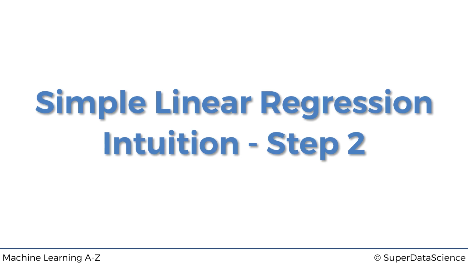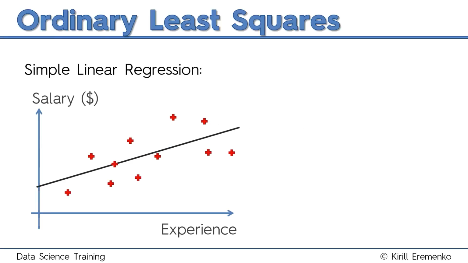In the previous tutorial, we talked about linear regression being a trend line that best fits your data. Today, we'll find out how simple linear regression finds that line for you. So here's our simple linear regression, the same chart, salary versus experience. We've got these red dots, which represent the actual observations in our data, and the trend line, which represents the best fitting line, or the simple linear regression model.